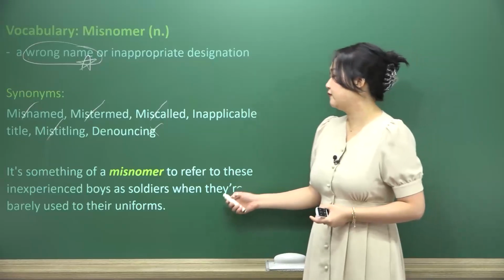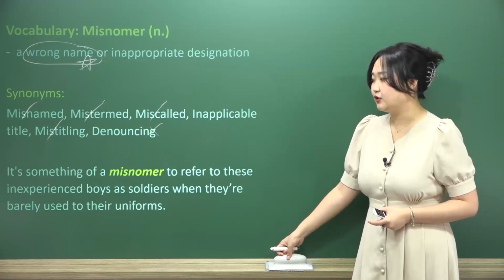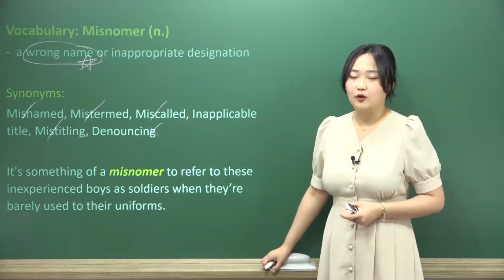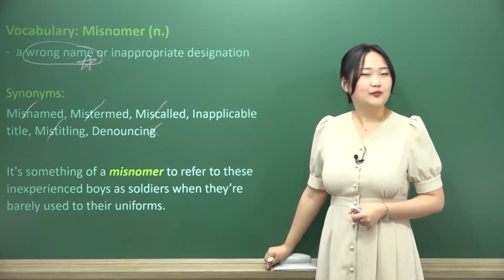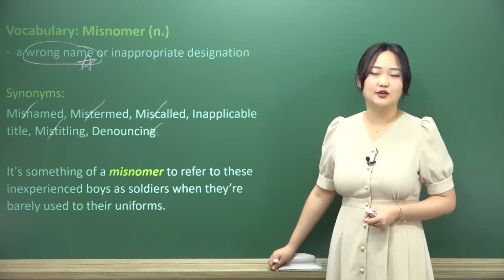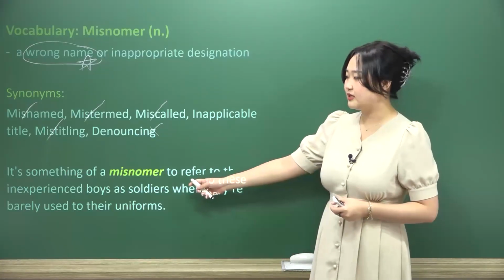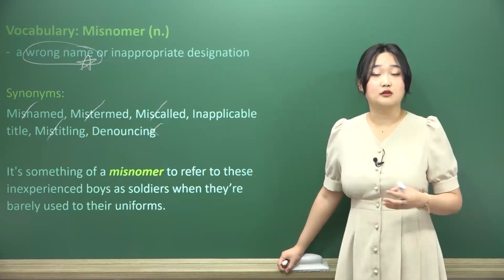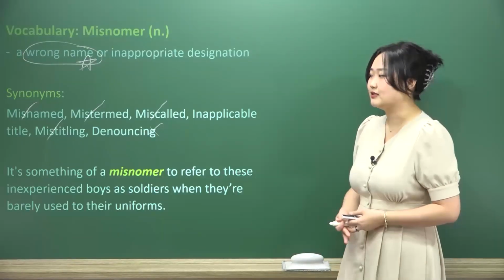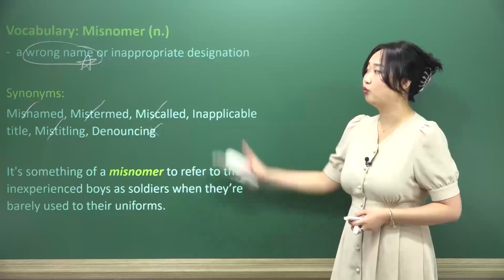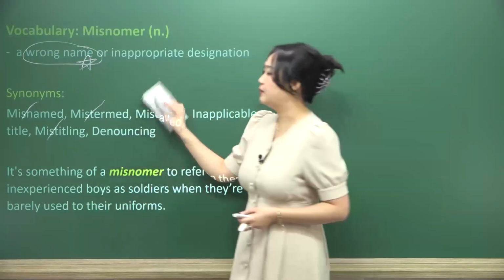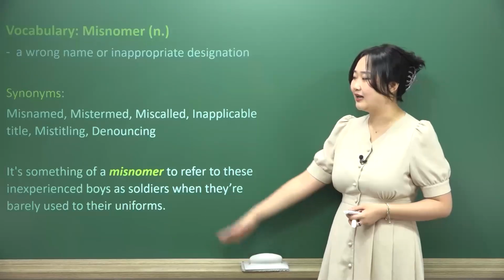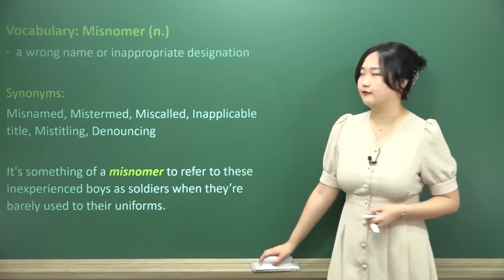It's something of a misnomer to refer to these inexperienced boys as soldiers when they're barely used to their uniforms. It's something incorrect. You can't really call them soldiers. Yeah, they're drafted. Yeah, they're gonna go fight in a war. Technically, they're labeled soldiers, but can we really call them soldiers? It's been one day. They're not even used to their uniforms yet. Are they truly soldiers? That's what this person's trying to say, that it's a bit of a misnomer. It's not necessarily the right thing to call them. They are perhaps starting out, but not necessarily somebody you would immediately say, hey, look, a soldier. It's a little bit of a wrong name or inappropriate designation. It would be more appropriate or less of a misnomer to call them newly drafted kids, or perhaps adding a few more adjectives in front of the word soldier to clarify.